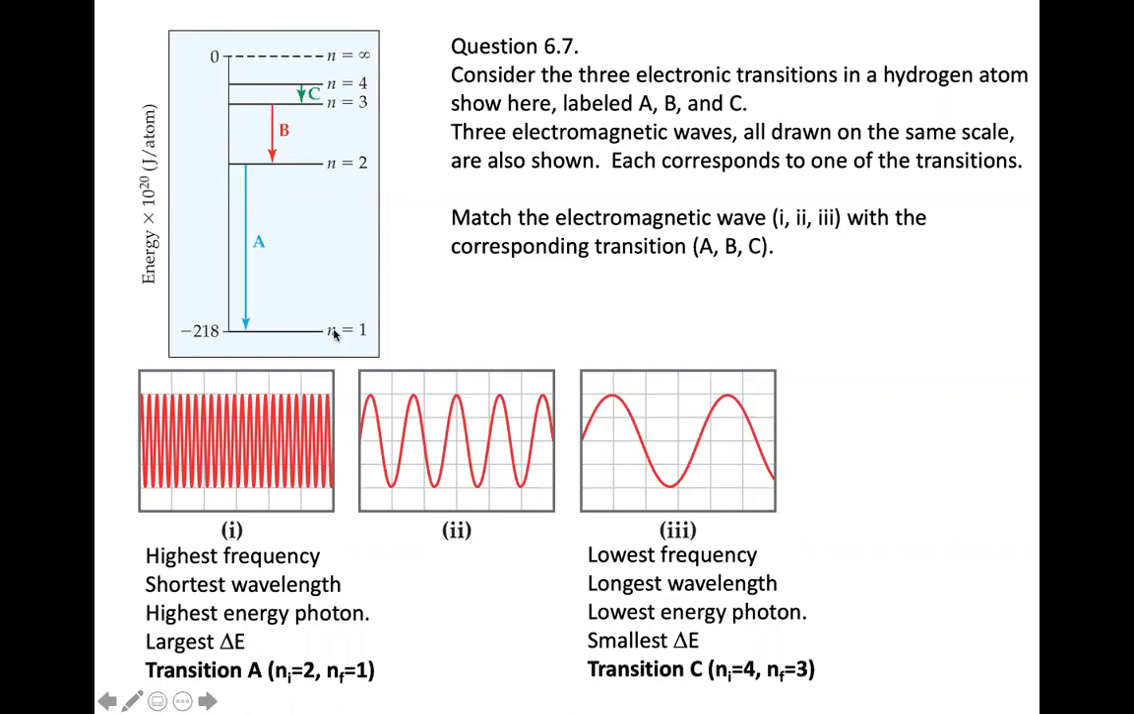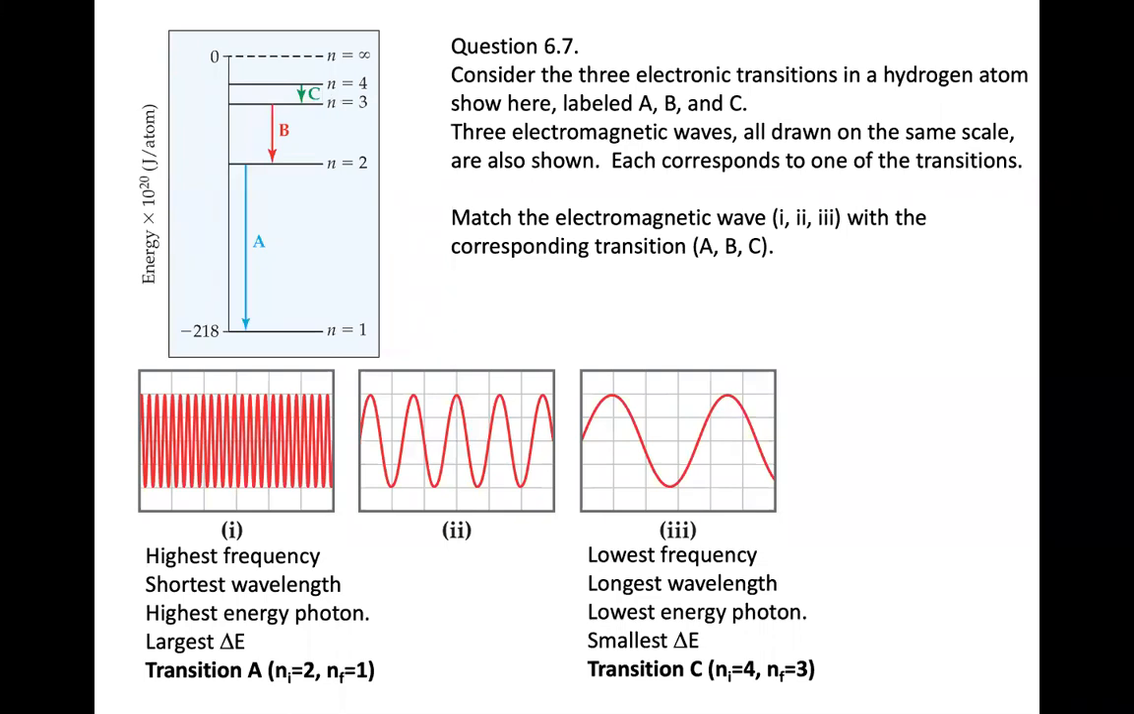And I could use the same kind of reasoning here to say this one right here, this is the longest wavelength. That would be the smallest in energy. So that would be the smallest energy transition. And that would be the one between 4 and 3. So I'm not doing any math there, but I'm qualitatively describing what's going on.